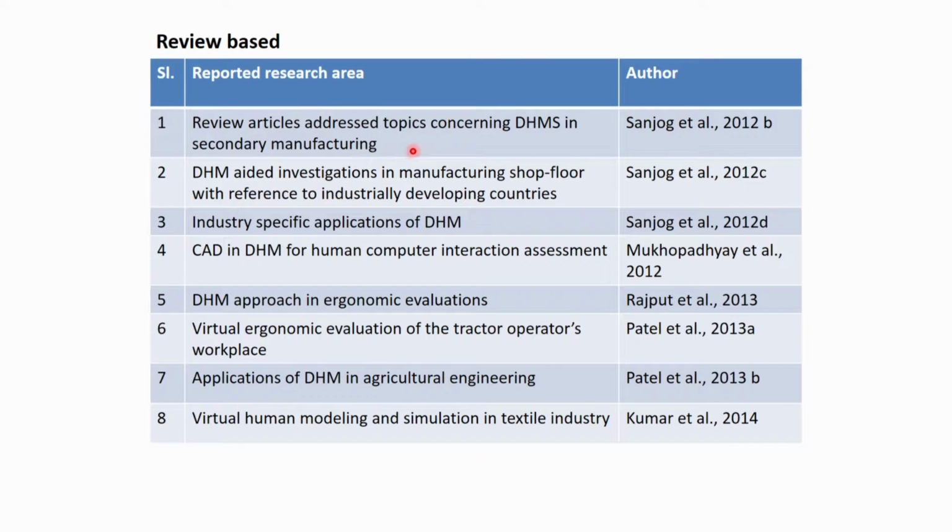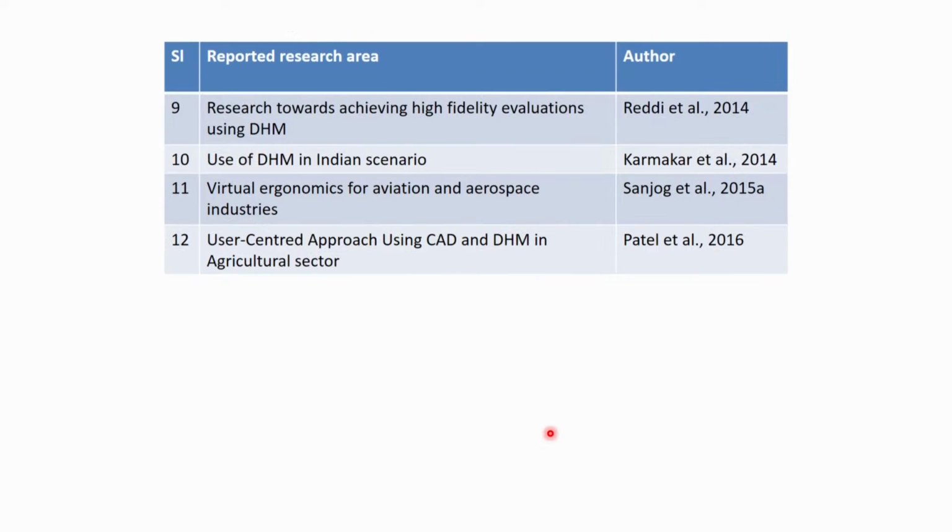Then, while we are moving to review based papers, various researchers have reported regarding the application of digital human model or digital human model construction, ultimately review papers. The review papers are written by very few authors from India. So, the total number of review papers as of now we can find is also 12 only.